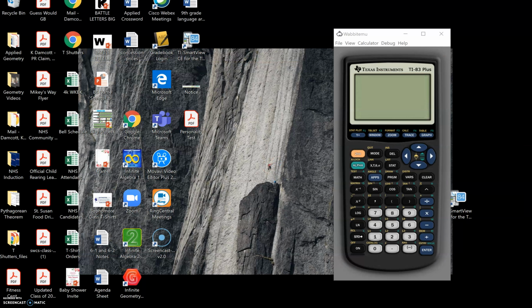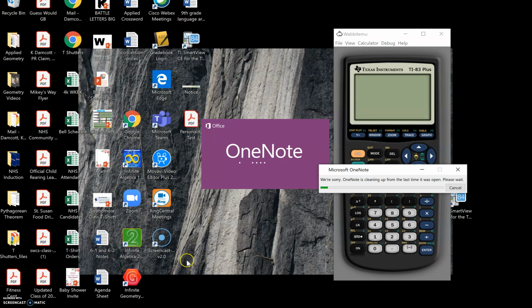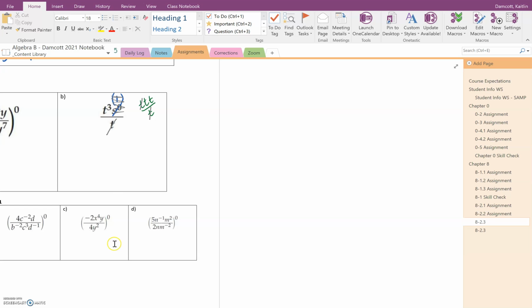Oh no, what happened? My OneNote collapsed on me. Come on, OneNote, come back. That was strange. I have no idea what happened.